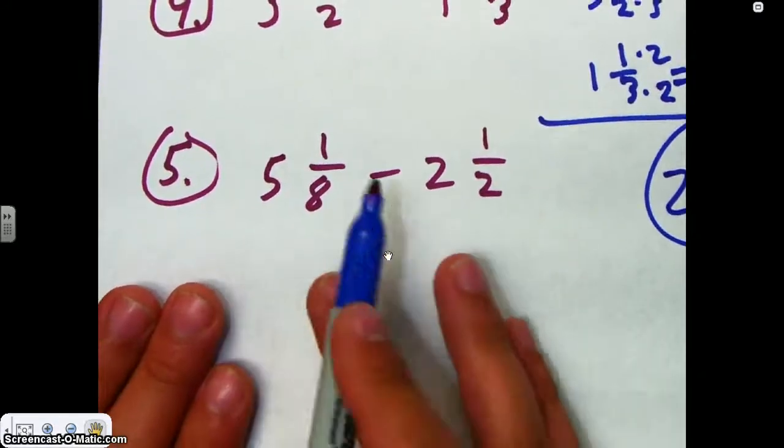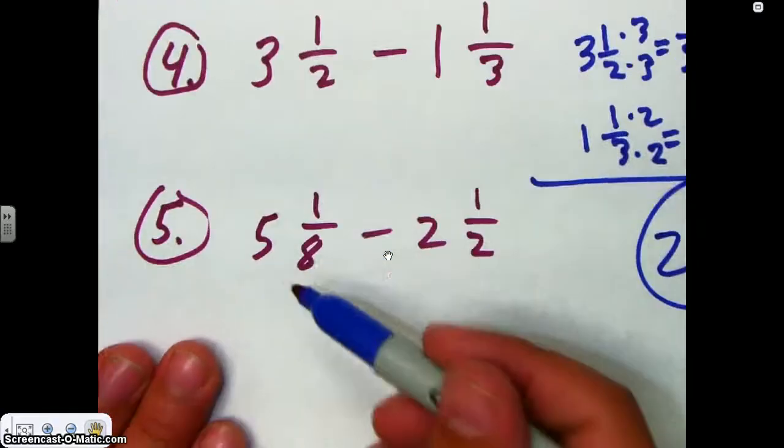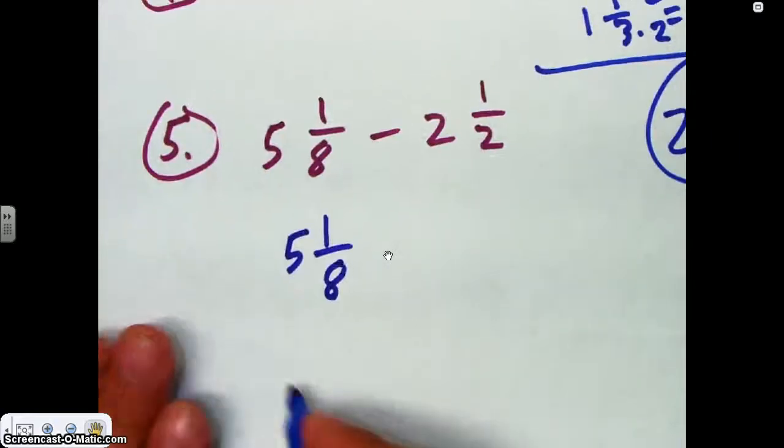Really pay attention on this one. This one's one of the tougher types of subtraction problems. So even if you got the rest of these really well, there's something here that may confuse you. So let's start at the beginning, write them vertically.